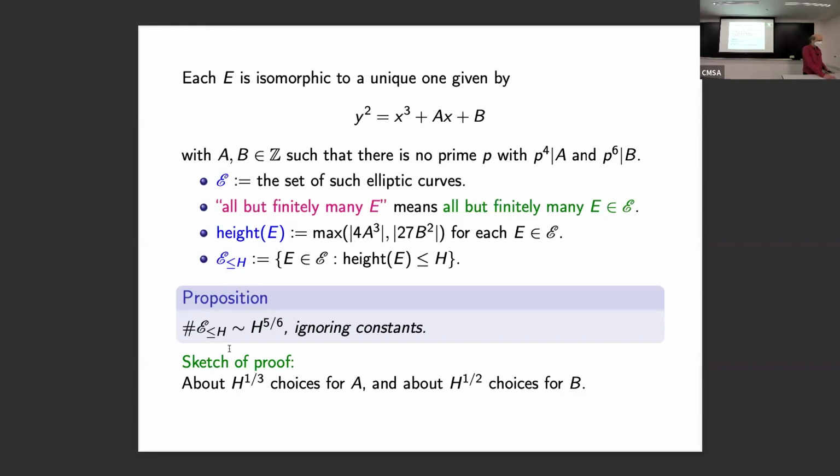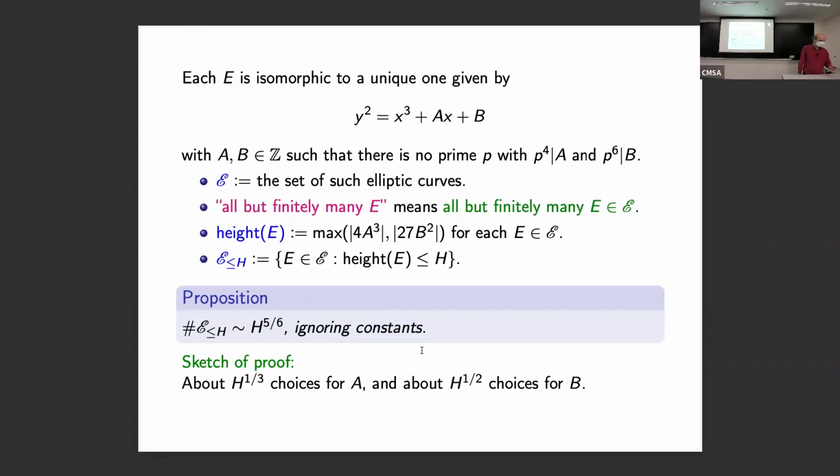It's easy to figure out how quickly this finite set grows. If you're asking for an elliptic curve to be of height at most h, that means A can be only up to about h to the 1/3, and B can be only up to about h to the 1/2, ignoring constants. So the number of pairs A, B will be about h to the 5/6. You can show that's still true even once you impose conditions like this; it only changes the constant. So there are about h to the 5/6 elliptic curves of height up to h.